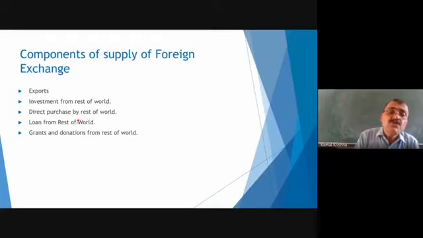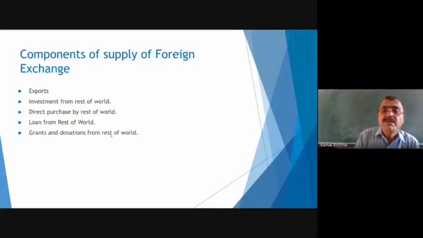The next is loans from the rest of the world. They are also provided in foreign exchange form. And next are the grants and donations from the rest of the world, which come to our country and also supply foreign exchange. So this is our today's topic, students.